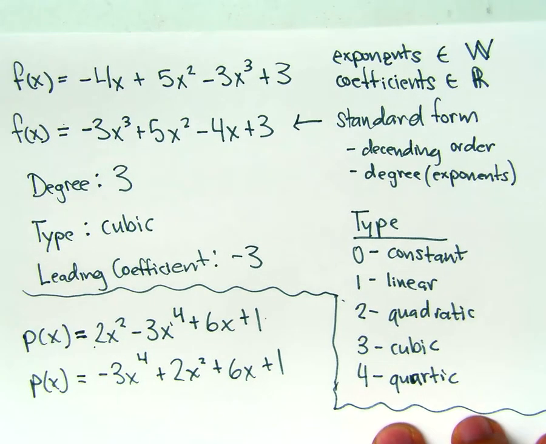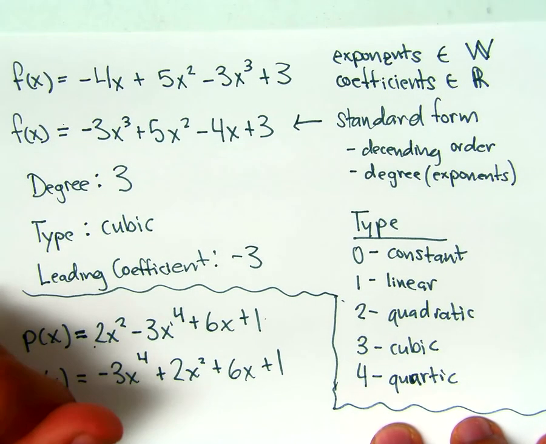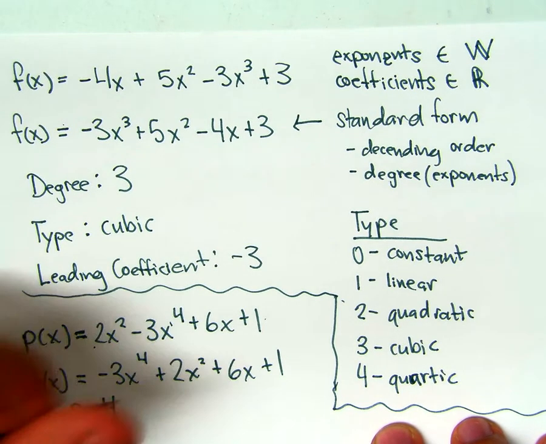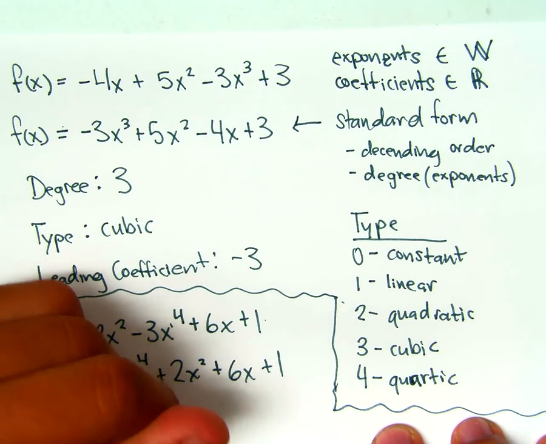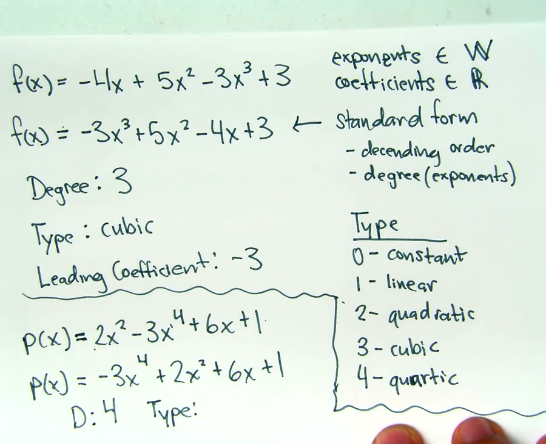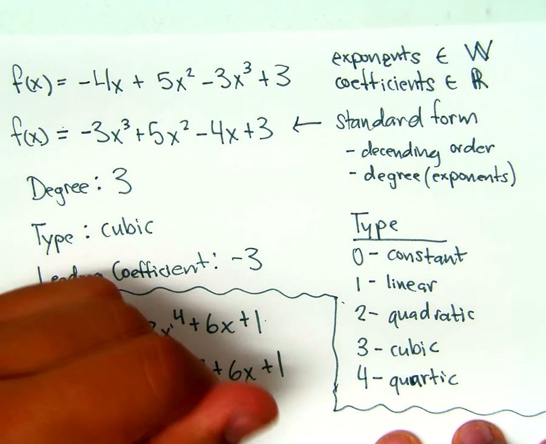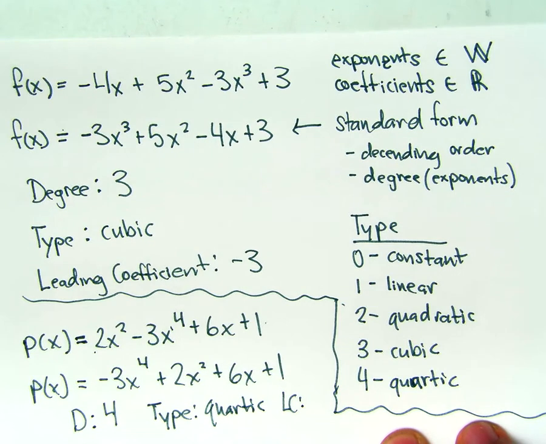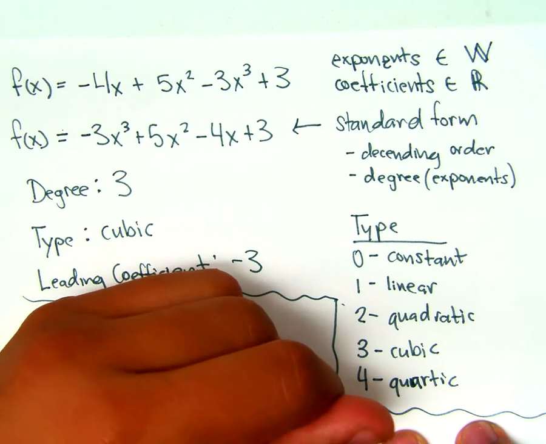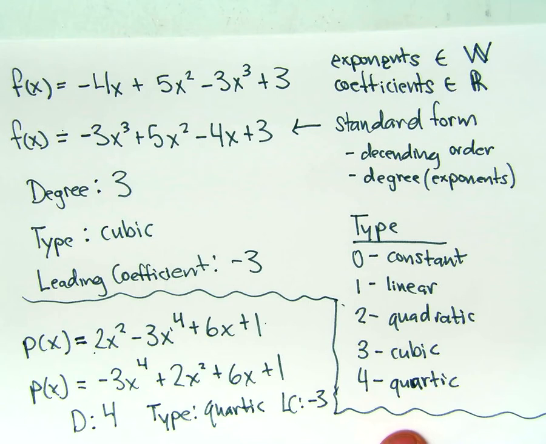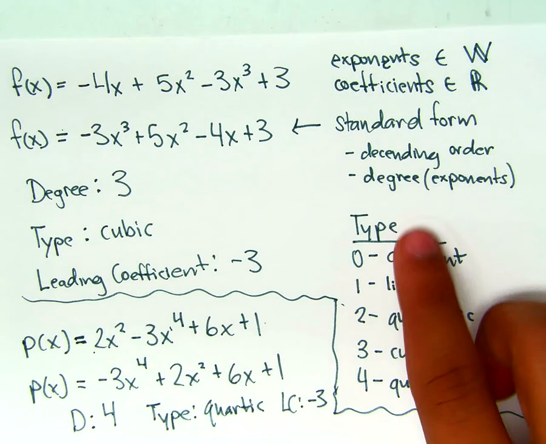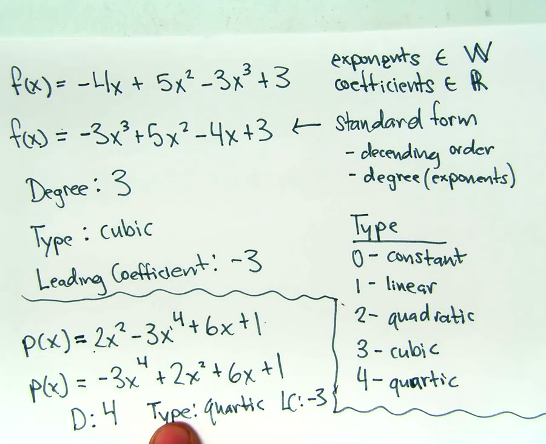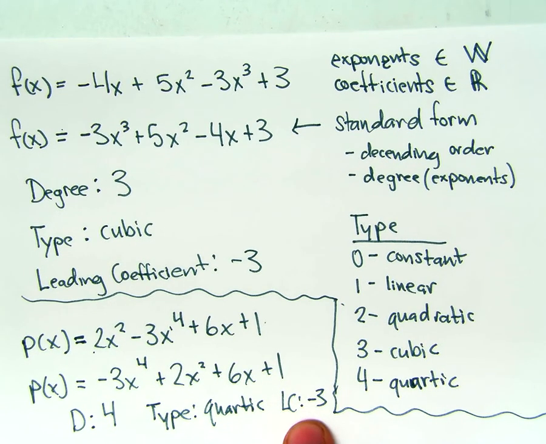So now we want to be able to find the degree. So the degree is 4. Very good. We want to find the type. What's the type since the degree is 4? The type is quartic. And what's the leading coefficient? Very good. Negative 3. Okay? What chart? This chart? No, we just have to be able to find these three things. Here, here, and here. Okay?